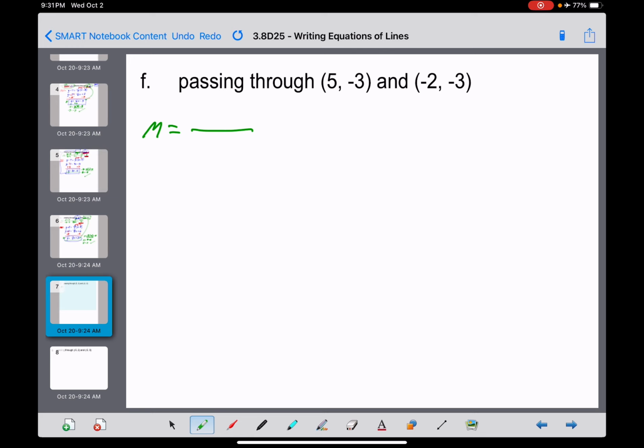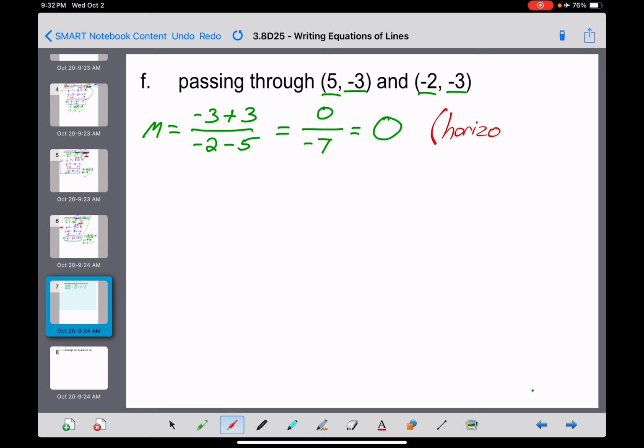So let's do it. Y2, your second y coordinate, is -3, minus y1, which is also -3. So that becomes +3, all over x2, which is -1, minus x1, which is 5. And an interesting thing happens now, guys. Your numerator, -3 plus 3, becomes 0, and your denominator of -7 gives you that. And when we divide 0 by any non-zero number, we always get 0. So what that tells us right now, guys, is that this line is horizontal.